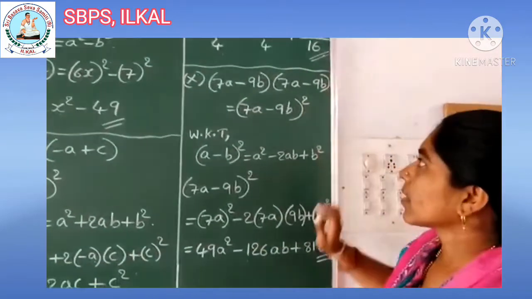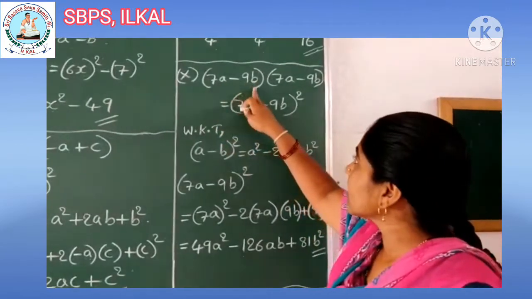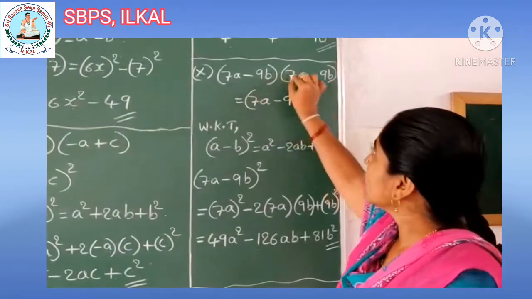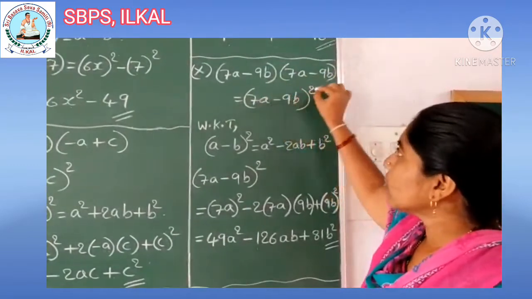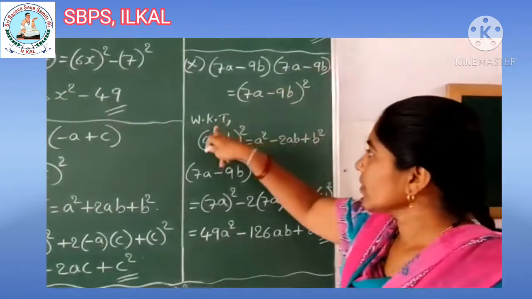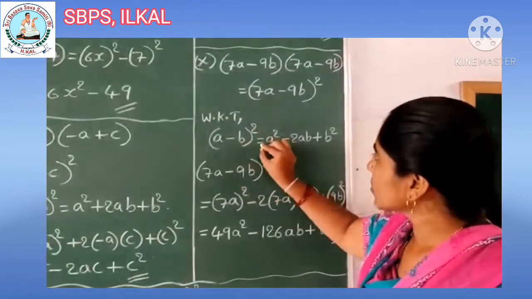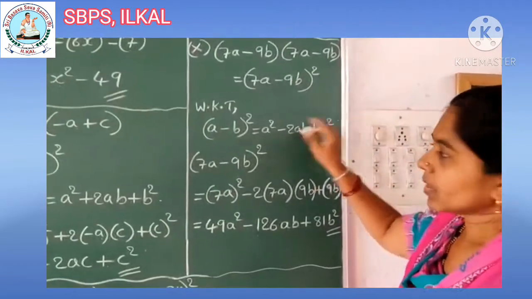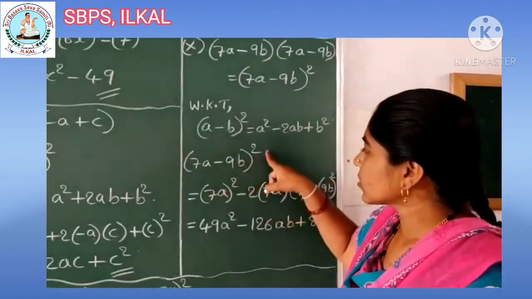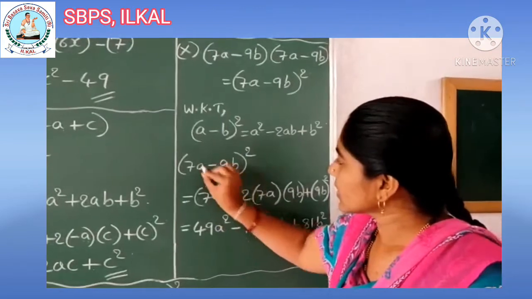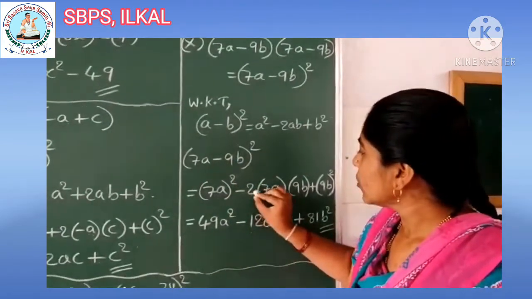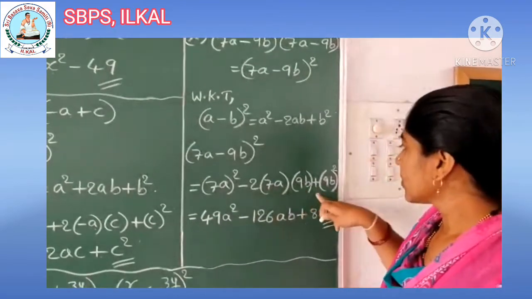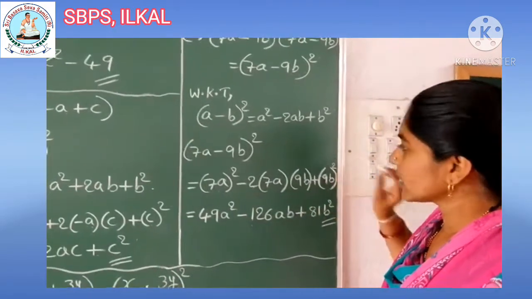Okay. Last one. 7a minus 9b into 7a minus 9b. It is in the form of a minus b into a minus b. A minus b whole square we can write. We know that a minus b whole square is equal to a square minus 2ab plus b square. Then 7a minus 9b whole square is equal to a square means 7a whole square minus 2ab. 2 write down. A is 7a, b is 9b plus b square 9b whole square.